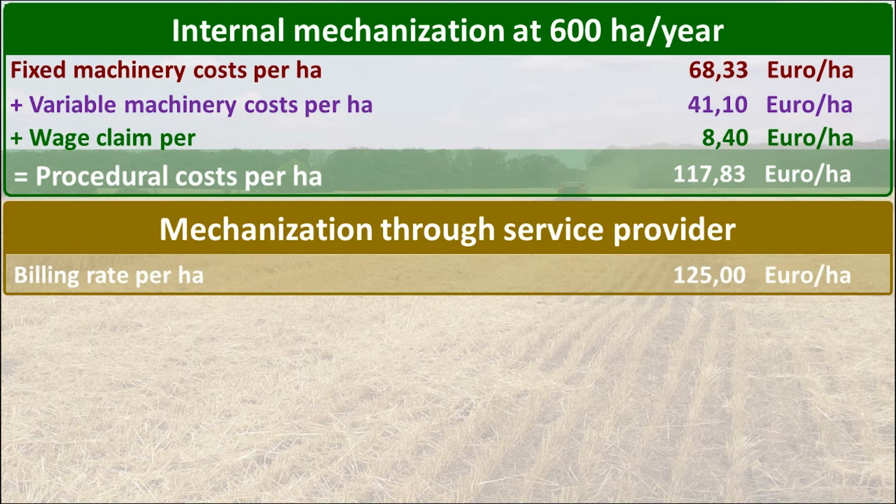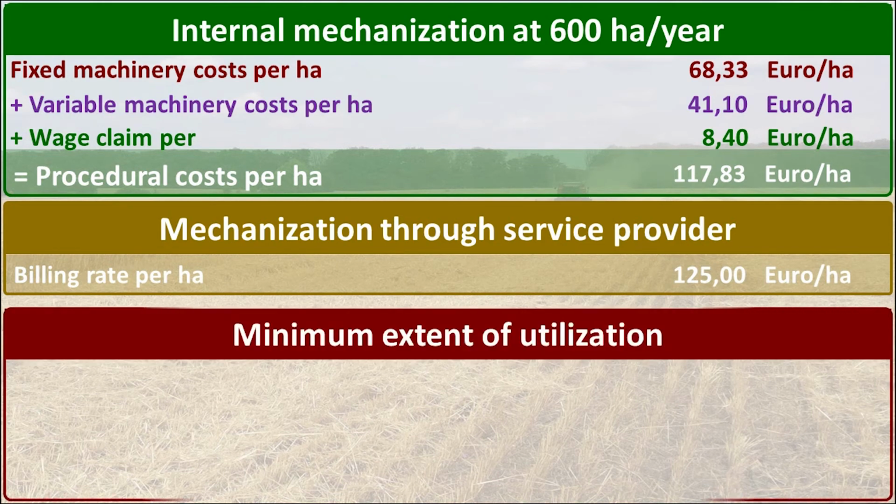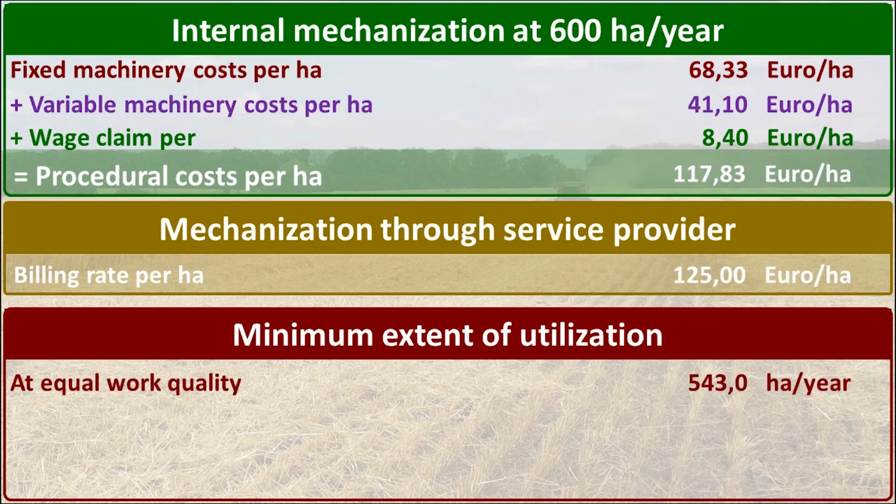This applies even if the annual workload of the combine harvester is lower, as long as the rising costs of internal mechanization due to the lower workload remain equal to the billing rates of the contractor. The costs are balanced at an annual workload of 543 hectares, assuming equal quality of work. Timeliness costs on the side of the service provider work in favor of owned equipment, so this solution is already economically viable at an annual workload of only 418.8 hectares.